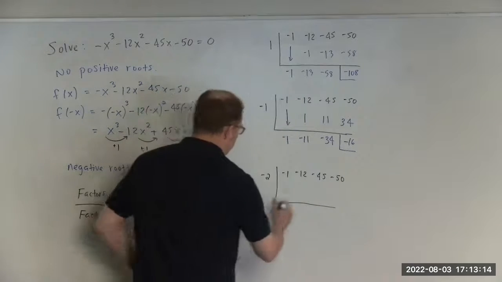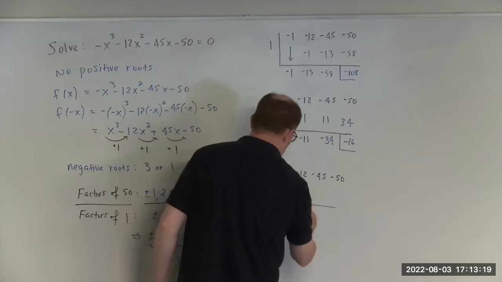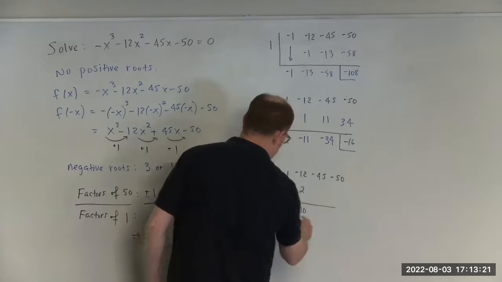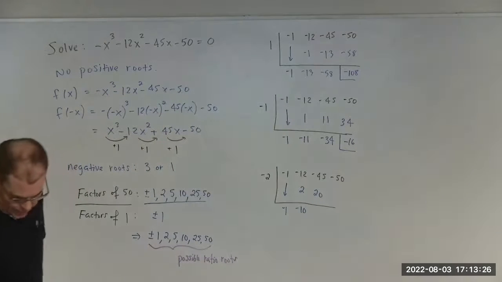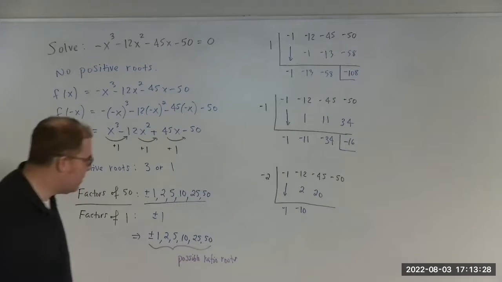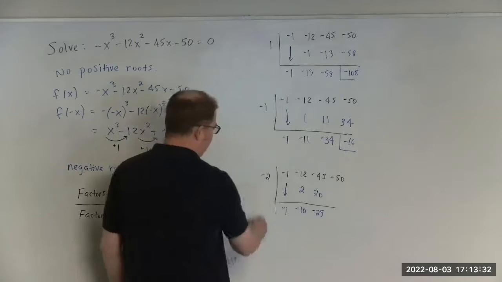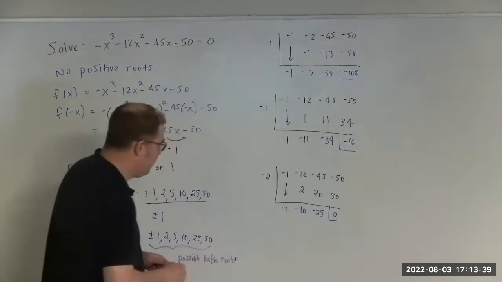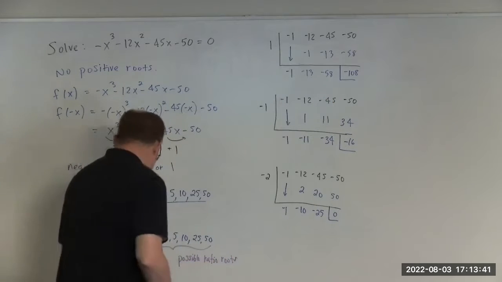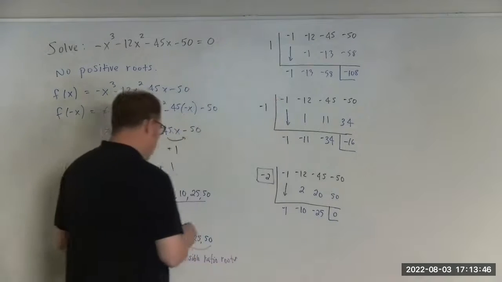So again, bring down the minus one. So minus one times negative two is two. You're going to get minus 10. Negative 10 times minus two is 20. 20 minus 45, okay, it's going to be minus 25. Minus 25 times minus two is positive 50. And so we get 50 minus 50 is zero. So we get a remainder of zero. That tells us that this is one of the roots, okay?